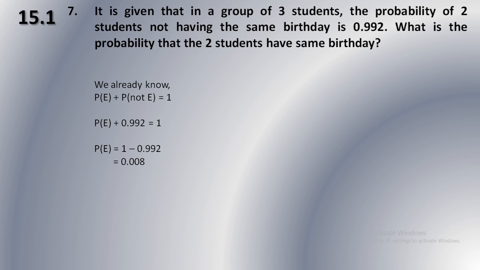So both added together equal 1. So the probability of the event plus 0.992 equals 1. So the probability of the event equals 1 minus 0.992, and the answer is 0.008. Got it? If you have any doubt about it, then you can ask me in the comment section.